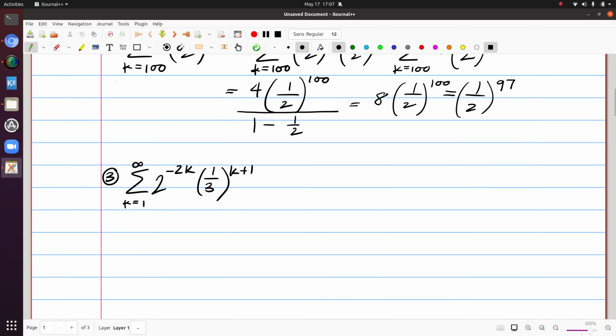And then finally, again, I want to point out that sums that are geometric could be presented in a more complicated way that you want to try to simplify.